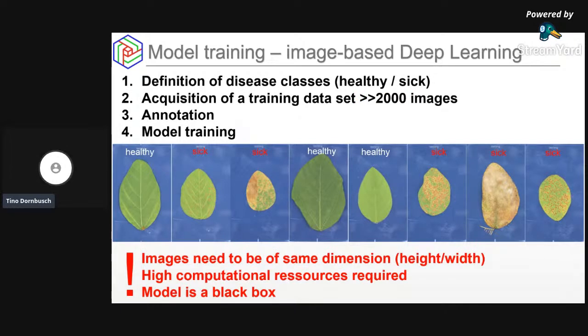So this approach also comes with certain drawbacks. The images that you are using all need to be of the same dimension, height and width. You cannot just take a 1000 by 1000 pixel image and compare it with a 2000 by 2000 pixel image. That doesn't work. They all need to be the same size. The computational resources required are quite high, depending of course on image size and so on. Compared to classical regression or classical classifiers, it requires much more computational resources. And the model, as I said before, is simply a black box. You have no idea what's going on inside there.